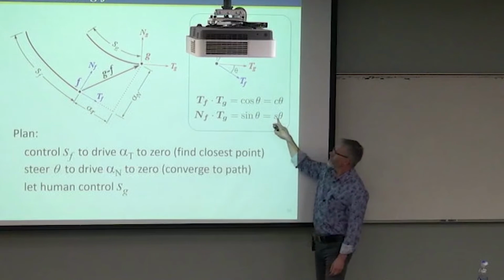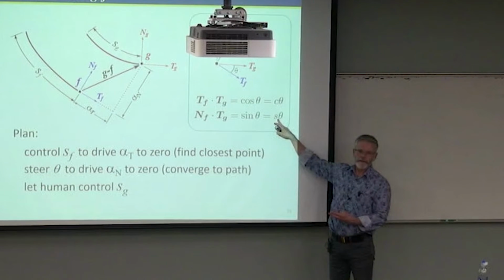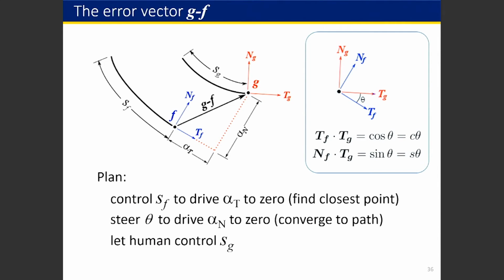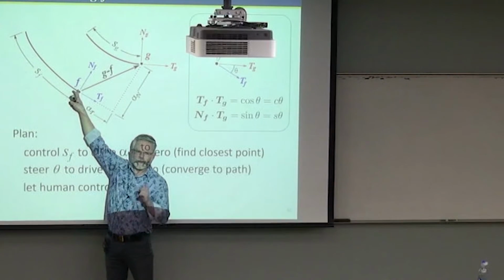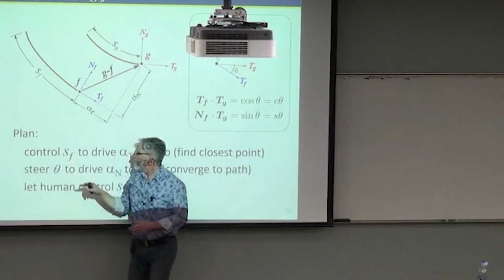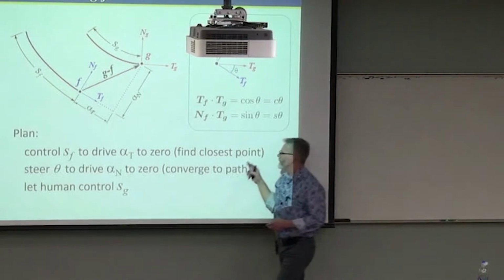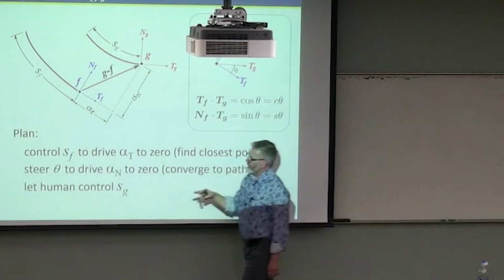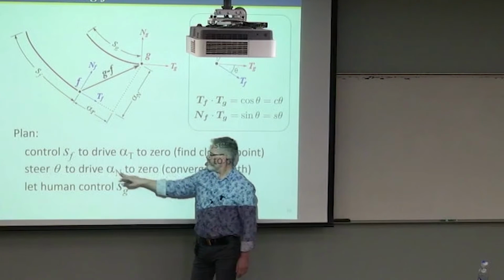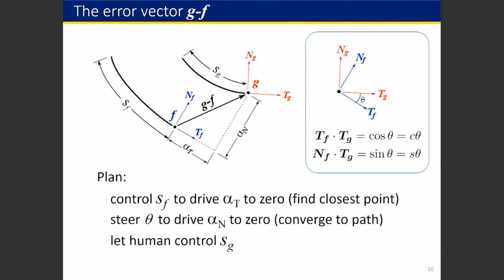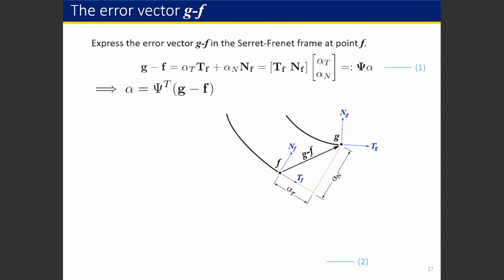I have a heading error that I could define, theta, which is the angular difference between these two frames I've defined. So our plan is to control SF, the path length along the curve generated by F, to drive alpha t to 0. That'll give me the closest point. And then I'll steer theta to drive alpha n to 0. That'll converge me to the path. The whole while, the human can do whatever they want to control the speed of how this thing happens. Okay, so that's the plan.